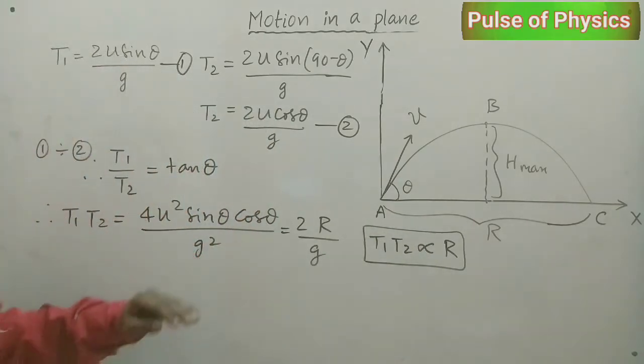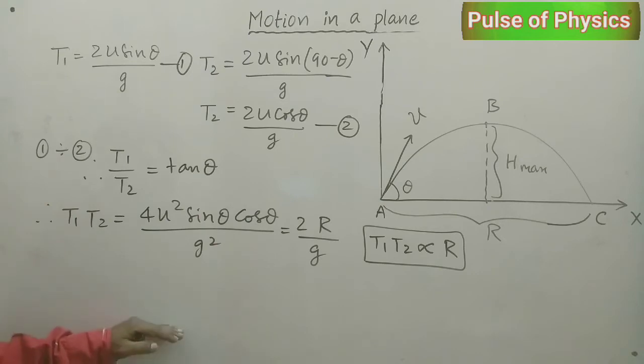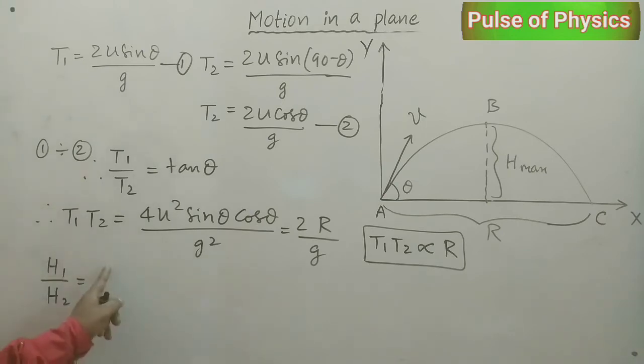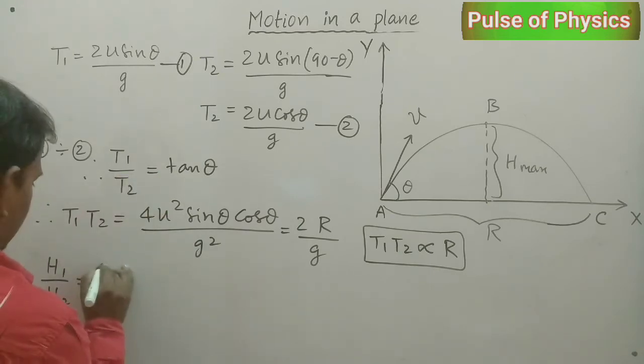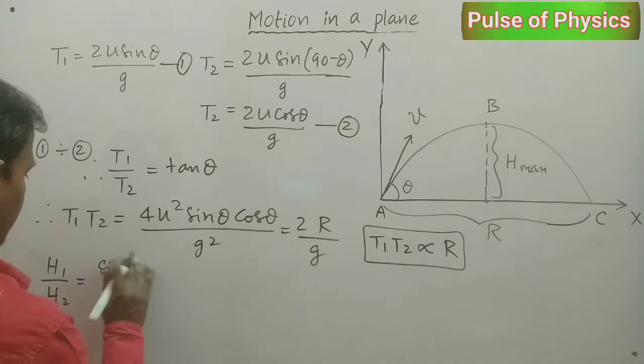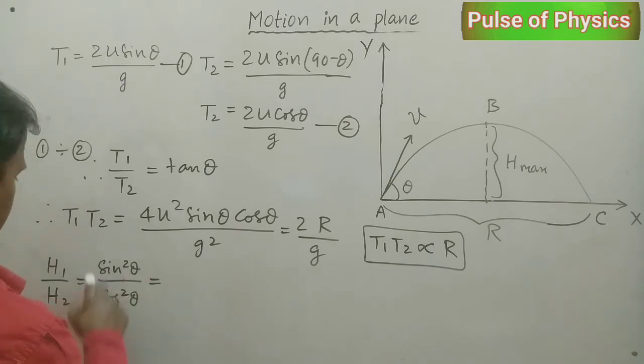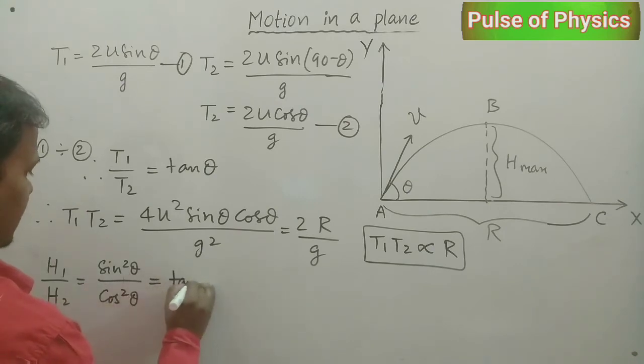Next, in the same way, H1 by H2 I am finding. H1 we got u square sin square theta by 2g. H2 is u square cos square theta by 2g. U square by 2g cancel in both terms. Sin square theta by cos square theta. We will get tan square theta.